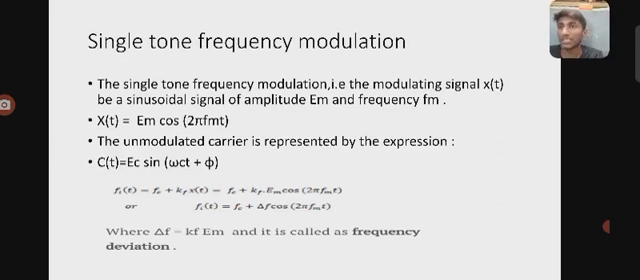Coming to single tone frequency modulation, for the modulating signal x of t, we assign a signal of amplitude Em and frequency fm. So x of t equal to Em cos 2 pi fm t, and the unmodulated carrier is represented by the expression c of t equal to Ec sin omega c t plus phi. From the above equation, by doing some calculation, we get the frequency deviation expression delta f equal to k into Em, which is called the frequency deviation.